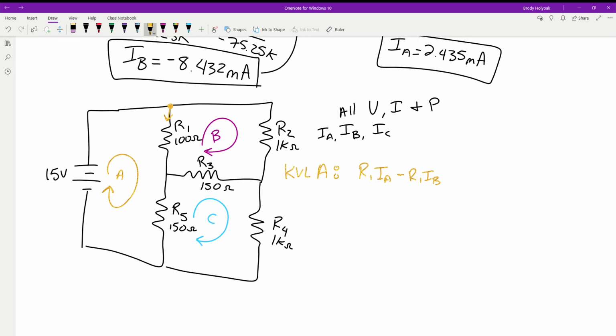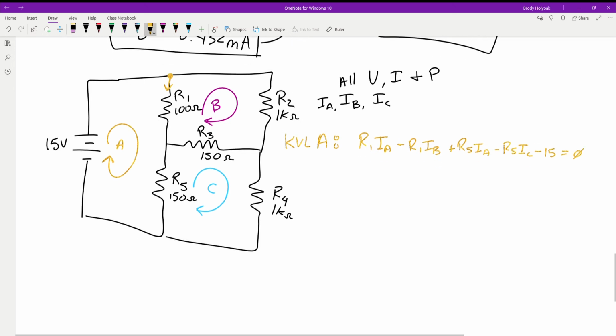So is there anything else we have in R1? Nope. So then we can move on to the next one, which is R5. So it's going to be plus R5 IA and minus R5 IC, minus 15 equals 0. What about R3? Do we go through it? Nope. So loop A doesn't even deal with R3.